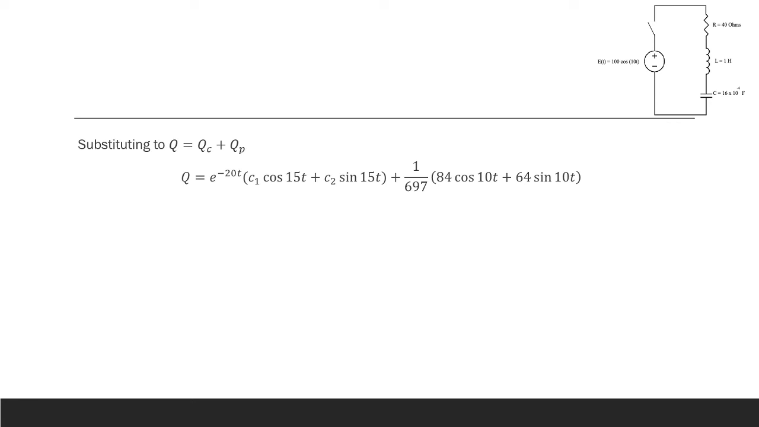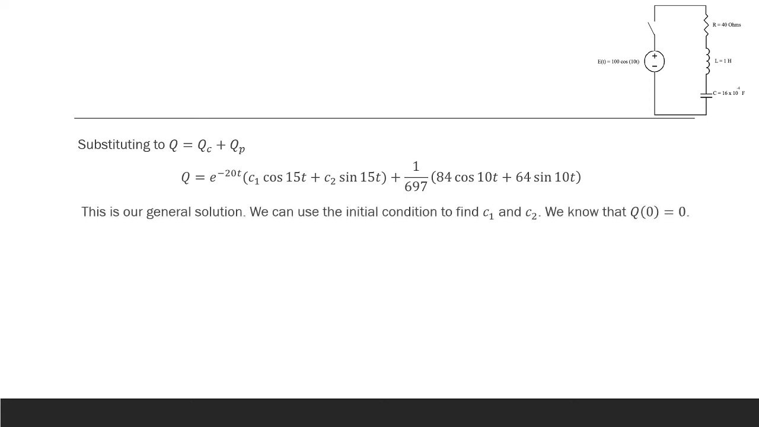We substitute. We'll have Q is equal to e raised to negative 20t times C1 cosine 15t plus C2 sine 15t, plus 1 over 697 times 84 cosine 10t plus 64 sine 10t. This is our general solution. Now, we need to use the initial conditions to find C1 and C2. So, take note, GS pa lang to. We still need to find the particular solution by substituting the initial conditions.